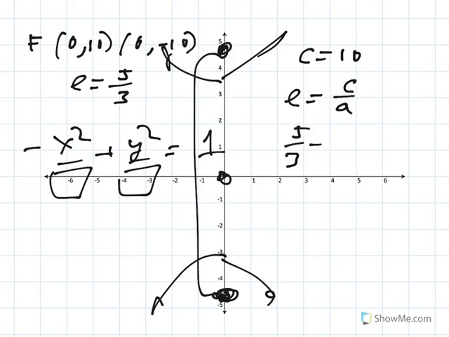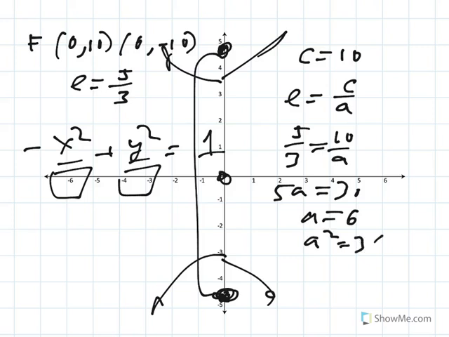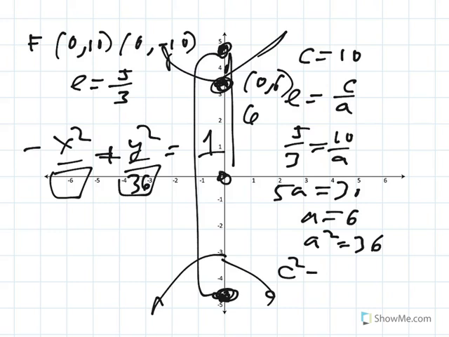So e equals c over a. So 5/3 is 10 over a, or 5a equals 30, or a equals 6. a squared is 36. a always goes underneath the one that's positive. Notice that it's sort of up-down. So that's (0, 6). And now once I have a and c, I can get b by doing c squared equals a squared plus b squared, and b squared, I should say, ends up equaling 64. It goes in this spot.